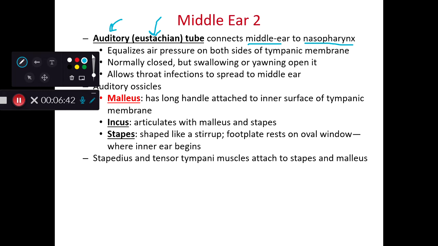It's important to equalize air pressure because we want the tympanic membrane to move freely. If we have a large pressure gradient across the tympanic membrane, that restricts the movement of the tympanic membrane and makes it harder for it to oscillate and for us to hear things.